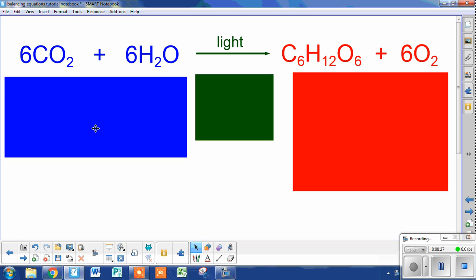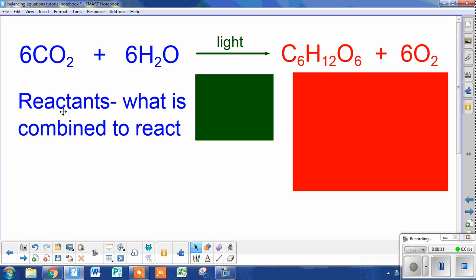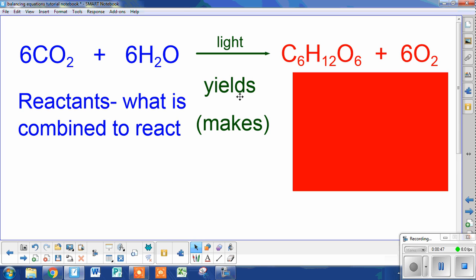On the left side of my equation, remember, these are the reactants, or what is combined to react. In the case of photosynthesis, we remember that plants need CO2, which we give to them because we give out CO2, and they also need H2O, or water. Our little arrow in the middle is kind of like our equal sign, or it means to yield or make something new. Because when we talk about chemical reactions, a chemical reaction must create something new.